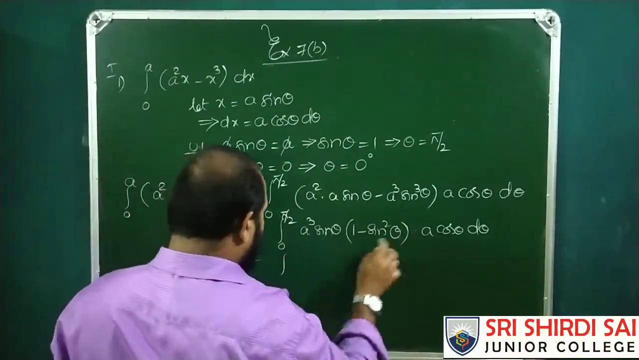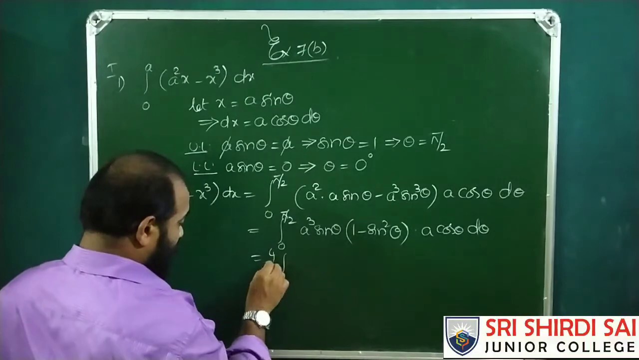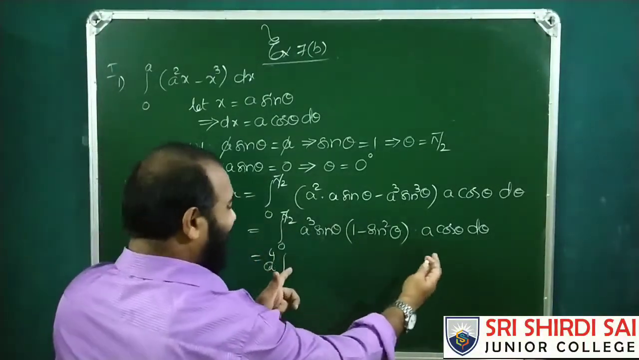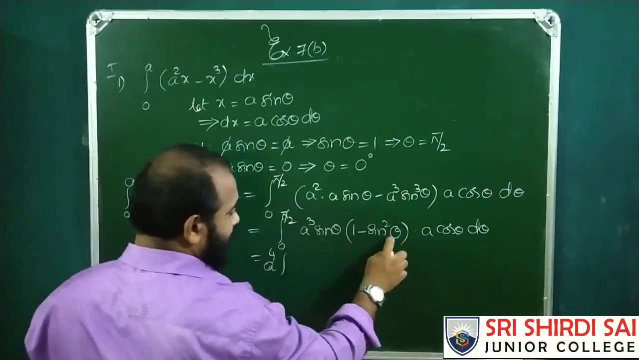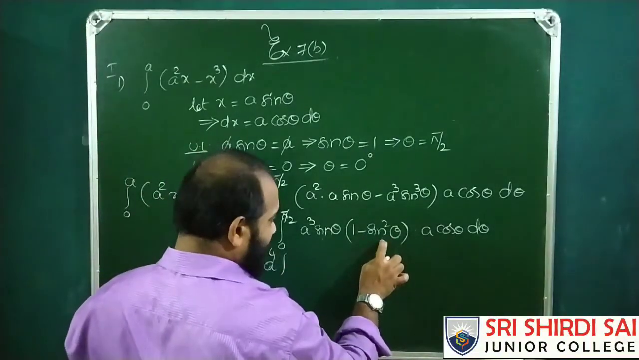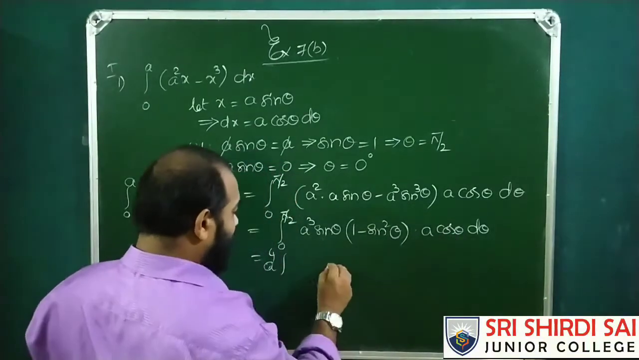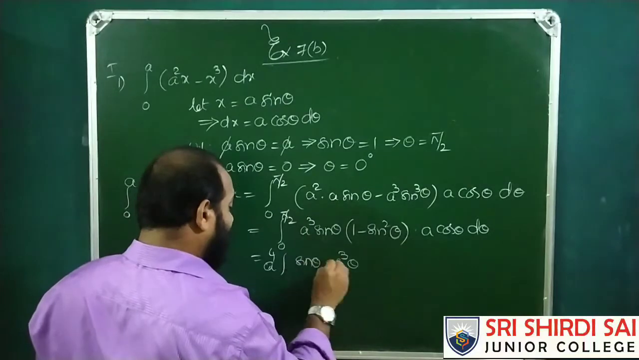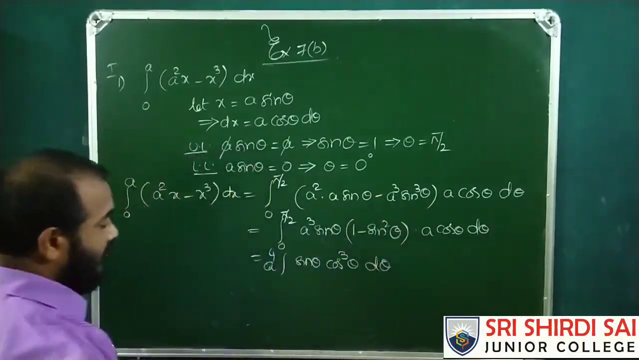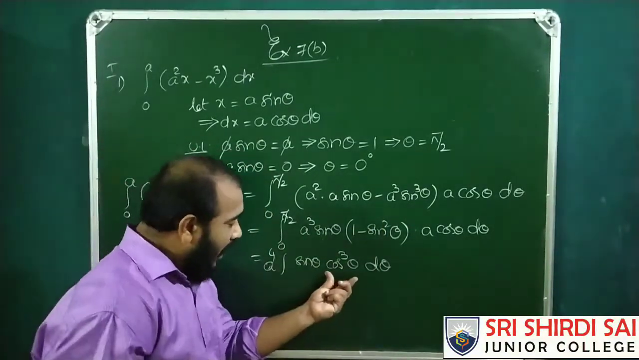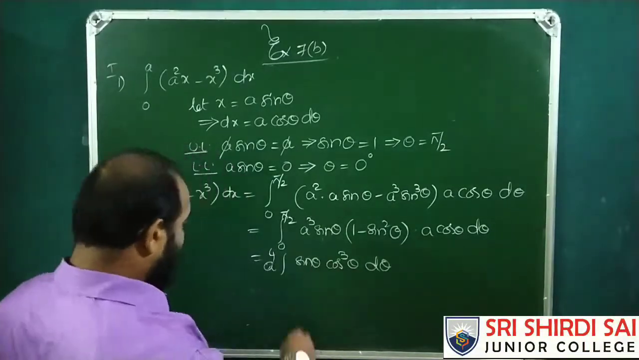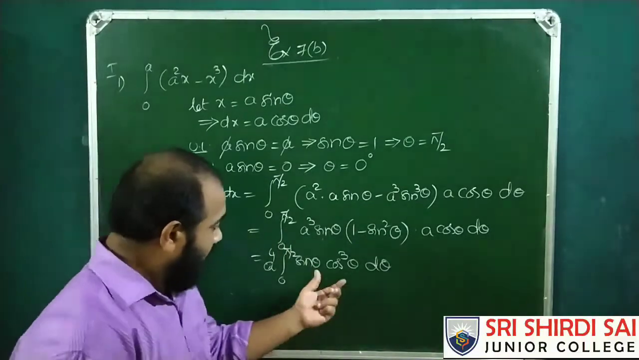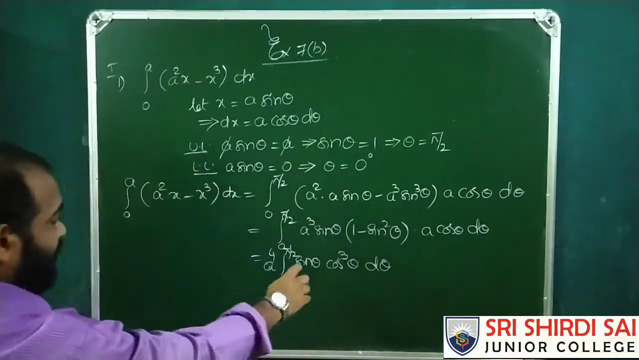So a cube into a power 4. Since this is the constant, we are separating it from the process of integration. So 1 minus sin square theta is cos square theta. Cos square theta into cos theta. So cos cube theta into sin theta d theta. So here, 0 to pi by 2.